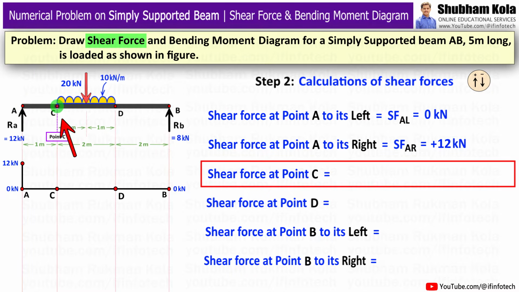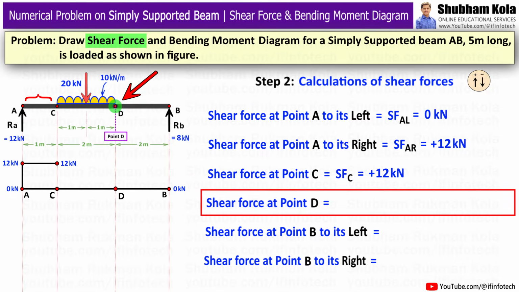Now the point C is the starting point of UDL. Hence I am taking section to point C and I will calculate shear force value at point C, that is SF at point C equal to. Now there is no load between the right side of point A and point C. Therefore, shear force remains constant. Here as there is no variation in shear force values, so I will make the horizontal line with shear force value as 12 kN.